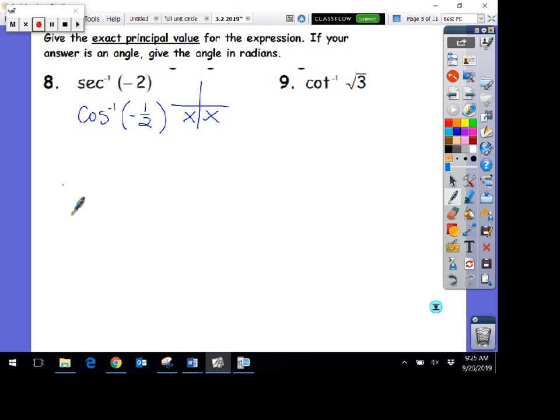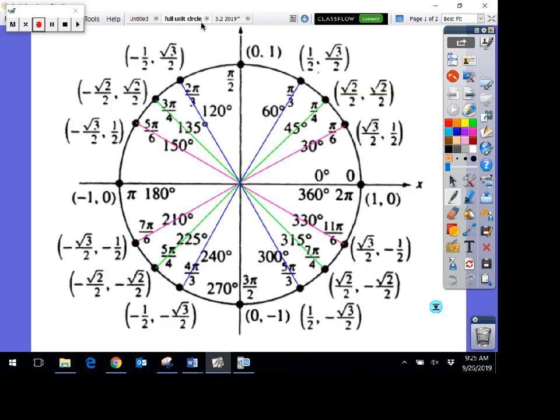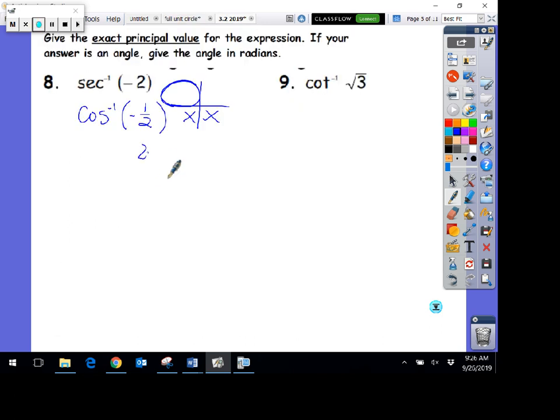So I'm going to be looking in quadrant 2 because that's where x is negative. So on my unit circle, I'm looking for where x is equal to -1/2. The reciprocal of that is -2. So the secant is -2. The cosine is the reciprocal, -1/2. So my answer is 2π/3. Remember, these do not require any work. You have your unit circle there. That's what you're looking at to get the answer.